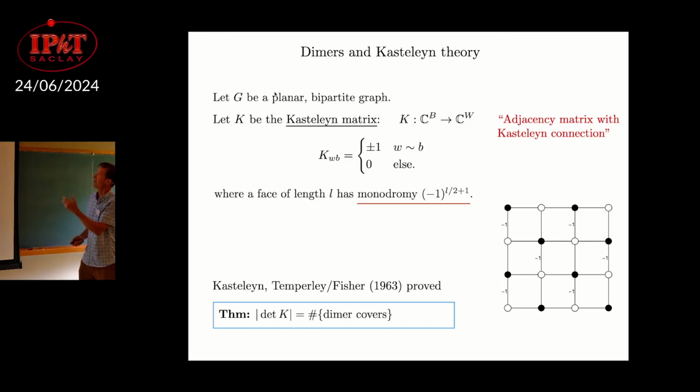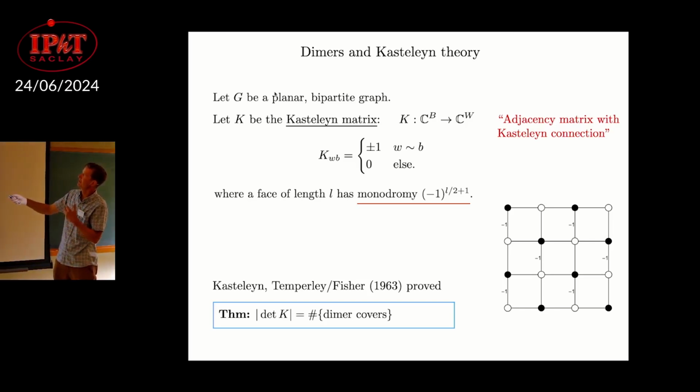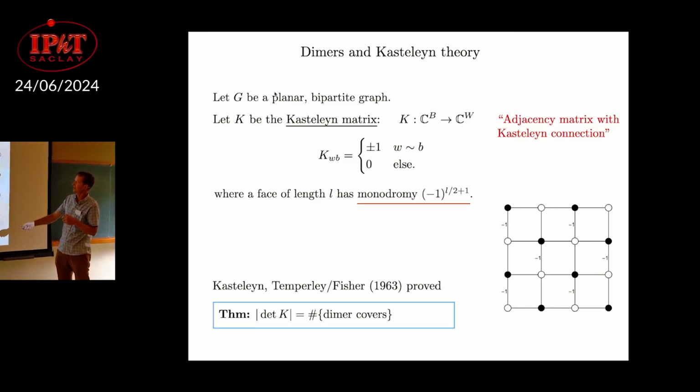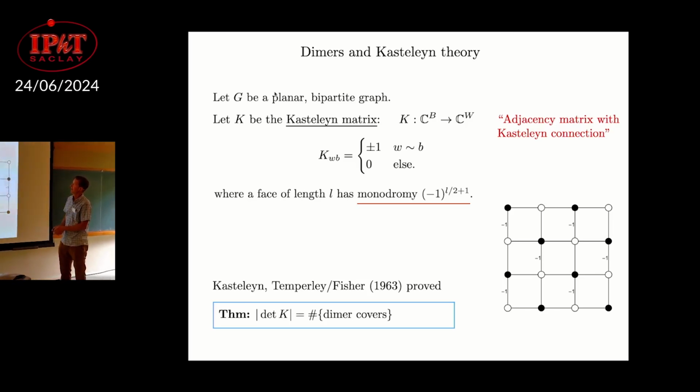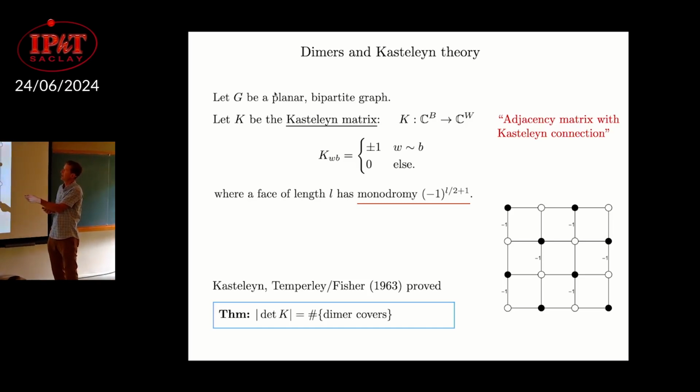What can you say about how you count dimers? Well, this is just a reminder. If you have a planar bipartite graph, there's a certain matrix whose determinant counts the number of dimer covers, and that matrix is very closely related to the adjacency matrix. You take the bipartite adjacency matrix, whose rows index the white vertices and columns index the black vertices, and then you put in some signs, plus or minus 1.